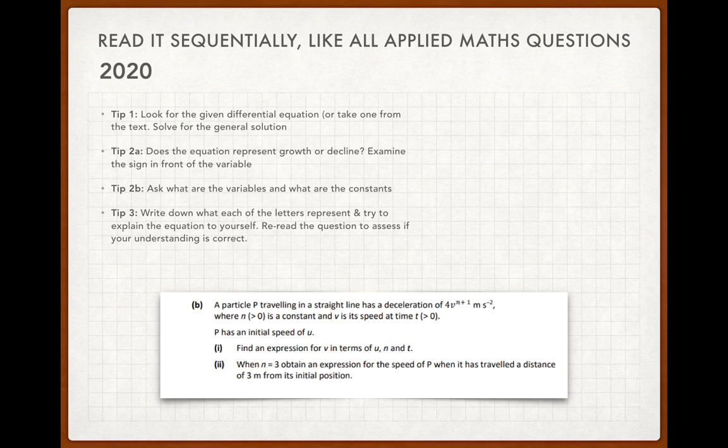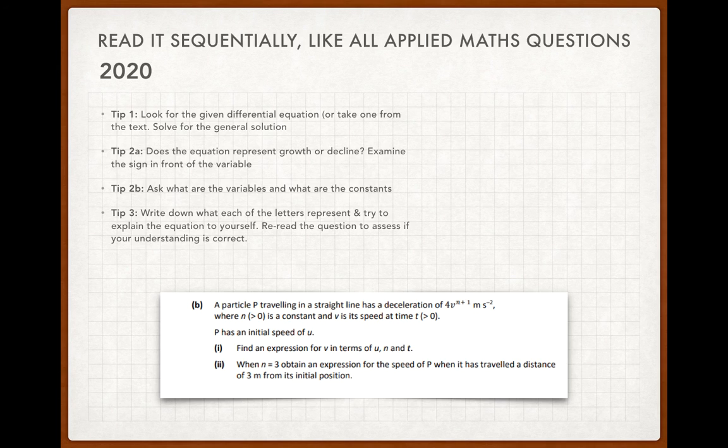Okay. I tell a lie, this is 2020 part B, so 2019 will be in the next video, I guess. All right, let's look at B. So first differential equation. Well, we have 4v to the power of n plus 1. There's not a differential equation there, so we need to form one. And the first sentence says it's a deceleration of that formula there. So that means the acceleration is minus 4v to the power of n plus 1.